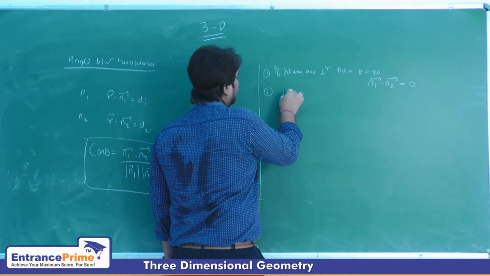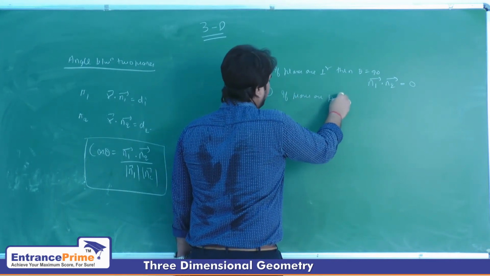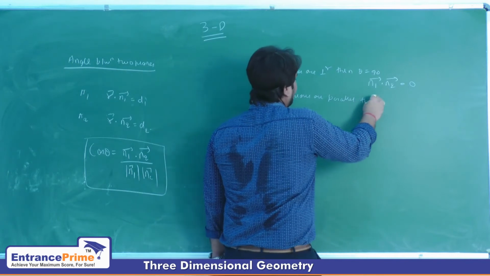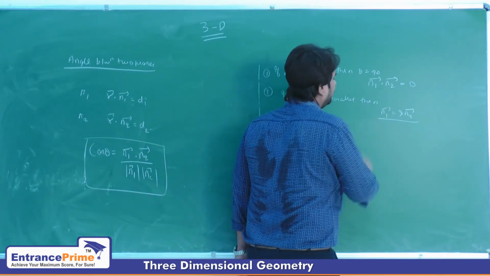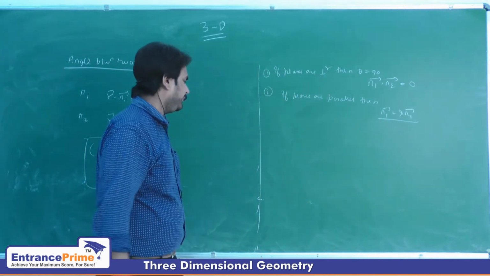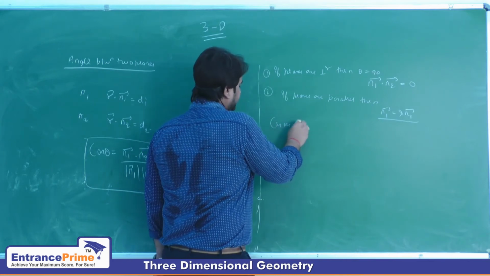What is the second condition? If planes are parallel, then n1 vector is equal to lambda times n2 vector. This we have studied earlier. This is the vector form. Now we will calculate the Cartesian form.